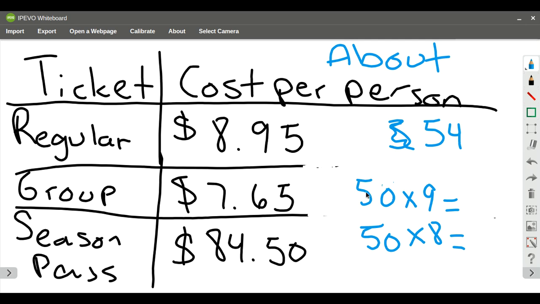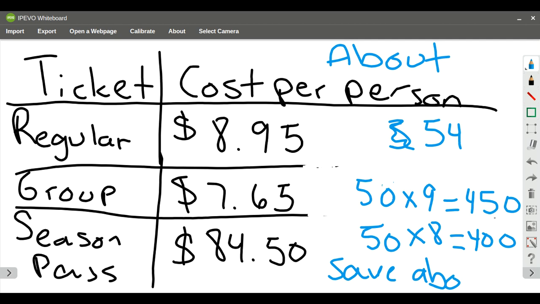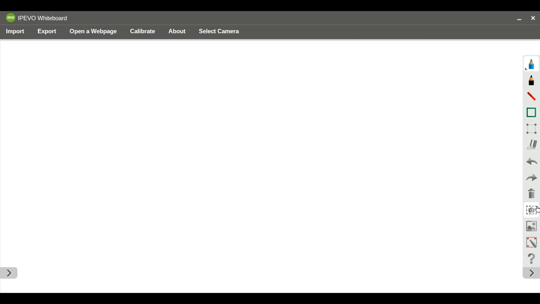So I'm going to use my multiple of 10 rule. 5 times 9 is going to be 45. Put the 0 back on. 5 times 8 is going to be 40. Put the 0 back on. Looking at this, the regular rate's going to cost them around $450. The group rate's going to cost them around $400. So they would save about $50 by using the group rate. Okay.